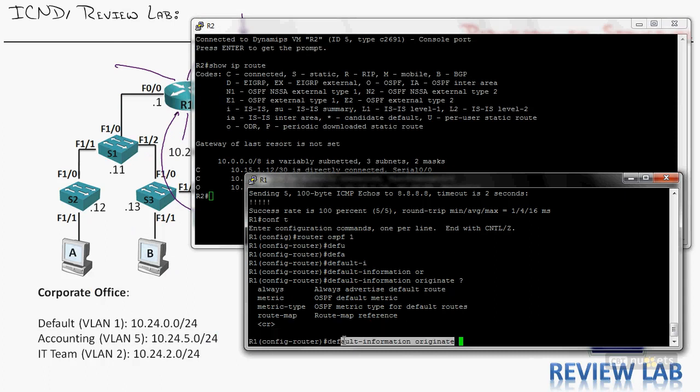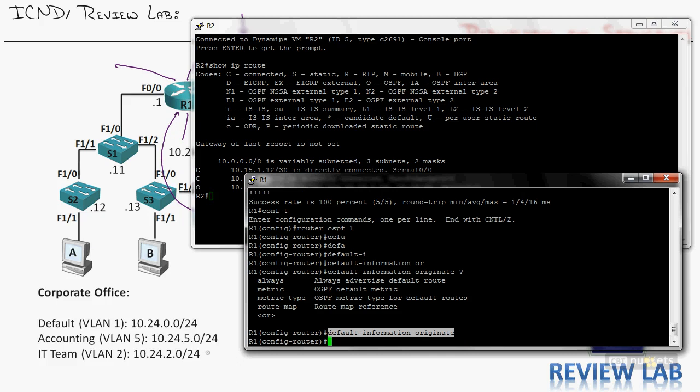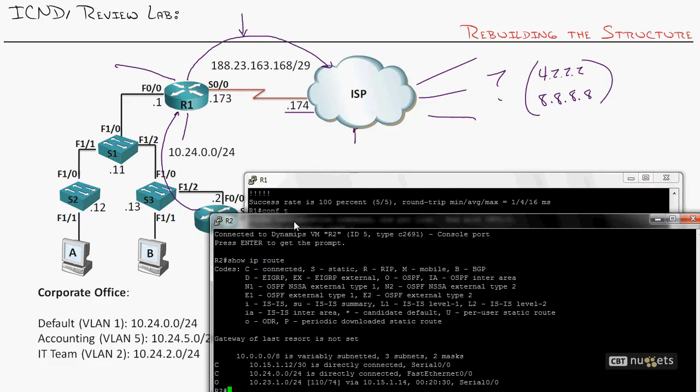Default information originate tells the router, if I just hit the enter key, done, right? That tells router 1 to say, okay, if you have a default route, router 1, advertise that to all your OSPF neighbors, and they'll advertise it to their neighbors and their neighbors and so on.